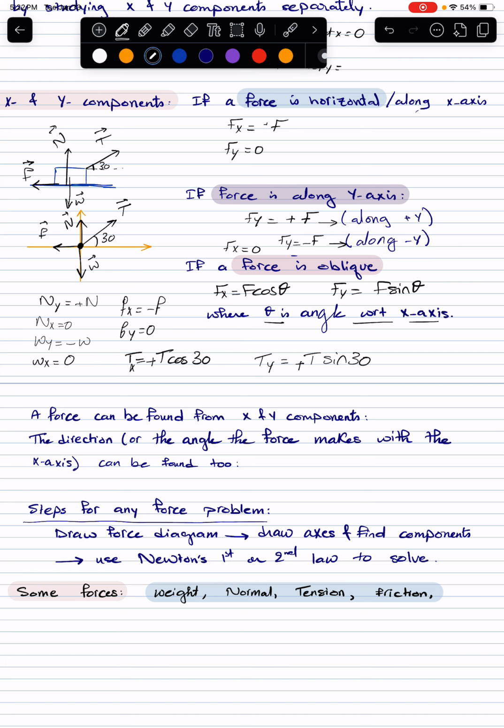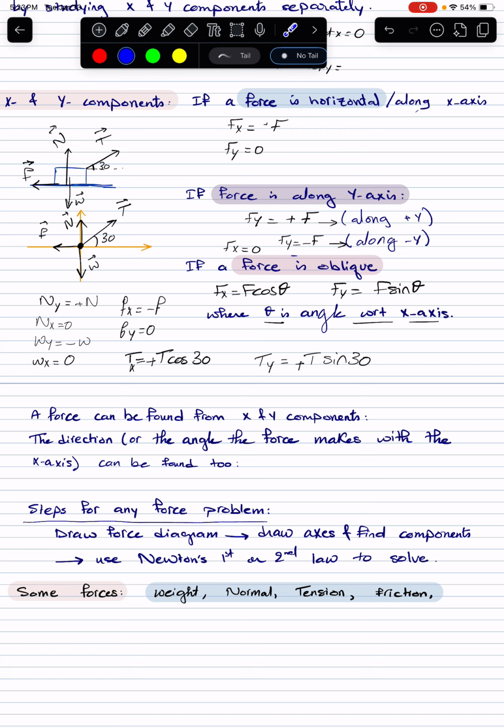Once we find these x and y components, we can finally apply Newton's laws. As a summary, for any force problem, what you should always be doing is you start with a diagram, as I have done here, represent the object by a point and draw the x and y axes. So this is our first step, draw the force diagram. Then we're going to find the x and y components, as we have done here. And finally, I will use Newton's first or second law to solve the question.